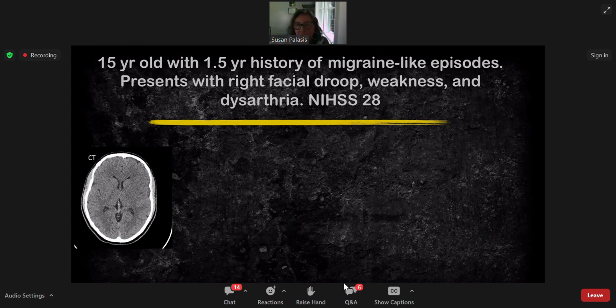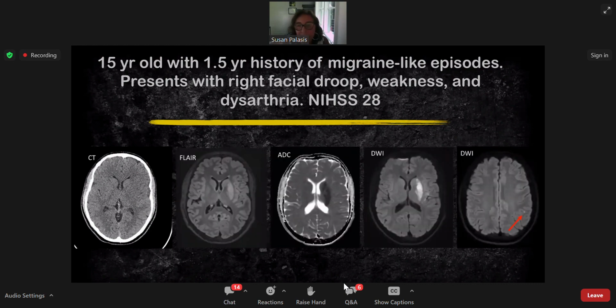Okay, so onwards now to a 15-year-old with 1.5 years of migraine-like episodes who presented with a right facial droop, weakness, dysarthria, and a very high pediatric NIH stroke scale. The patient presented to an outside hospital where the stroke was not initially appreciated, and then came to us for further imaging.